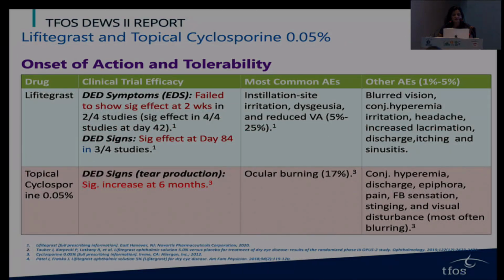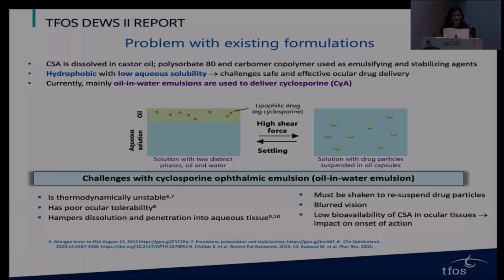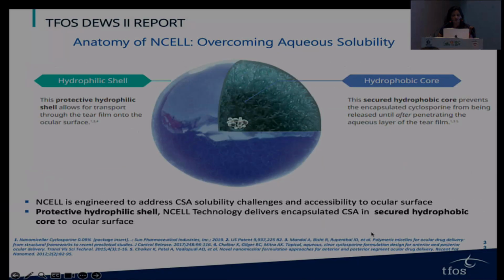Now this is a study which shows that lifitegrast action takes much longer, and it failed to show a significant effect at 2 weeks, and topical cyclosporine 0.05% again starts to act only after 6 weeks, and the maximum action occurs much later. So the problems with the existing formulations are that they are thermodynamically unstable with poor ocular tolerability, and they are basically in the form of suspension, which may cause blurred vision and low bioavailability.